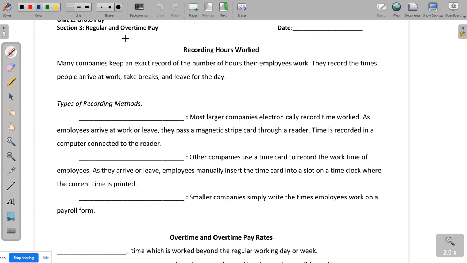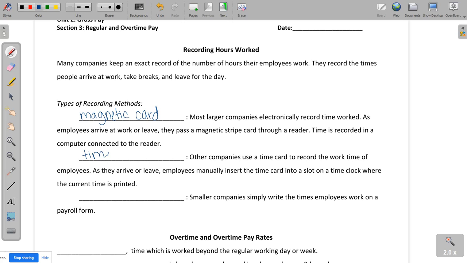The first method is a magnetic card. Most larger companies electronically record time worked. As they arrive or leave, they pass a magnetic strip card through a reader, and then the reader communicates with a computer to log the time they clock in and the time they clock out.